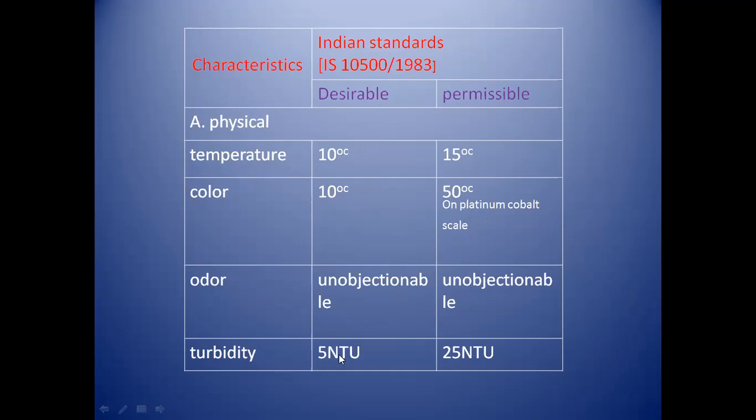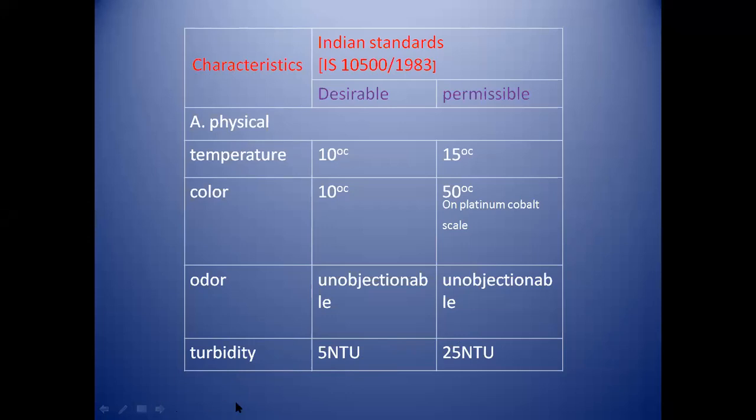Then next is turbidity of water. As per Indian standards, the desirable value is 5 NTU and the permissible value is 25 NTU. NTU is the unit of turbidity, that is, nephelometric turbidity unit. Turbidity is measured with a nephelometer, hence the unit of turbidity is nephelometric turbidity unit, NTU.